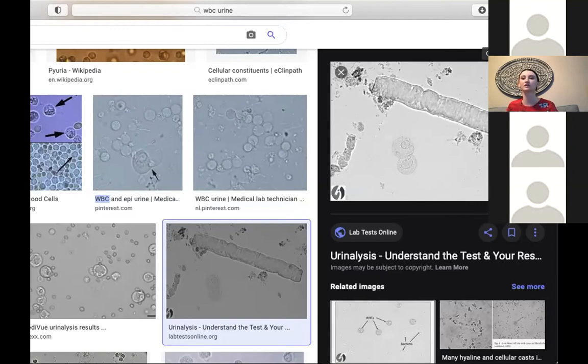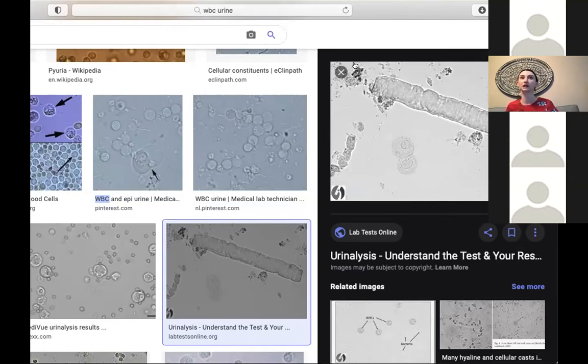Yes, it's something in the tubular system. So it's not really normal to have casts. It usually indicates something bad. I mean, it's not normal to have any of this. Your urine should be pretty much clear when you look at it under the microscope.